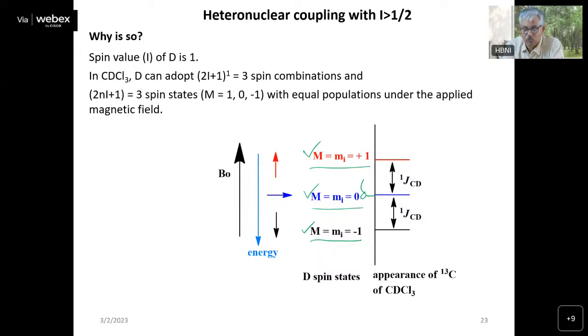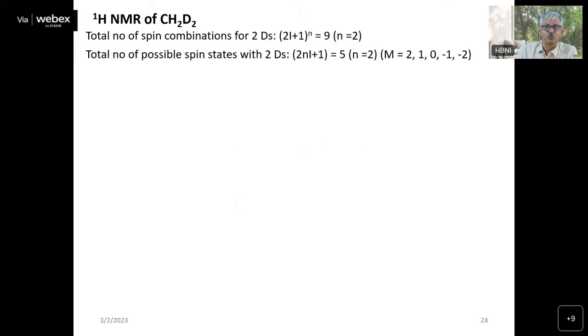So now you know the reason: all three have equal probability and you are getting the same intensity, unlike your proton NMR triplet, which is 1:2:1. So we can call these also triplets, but you must remember that the triplet from proton NMR is different from the triplet when you consider CDCl3. Now let us see the NMR of CH2D2.